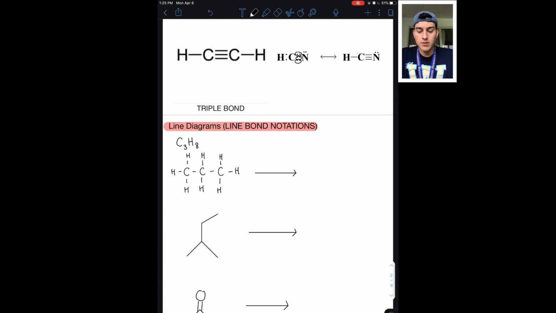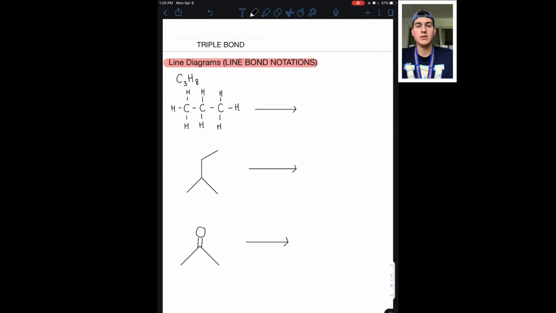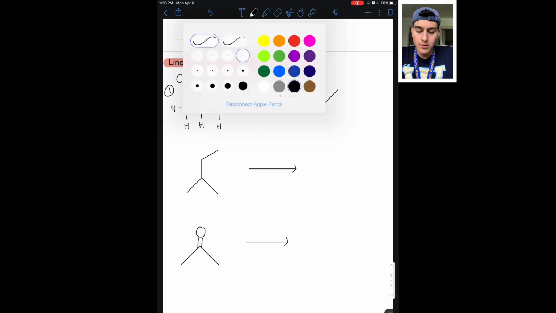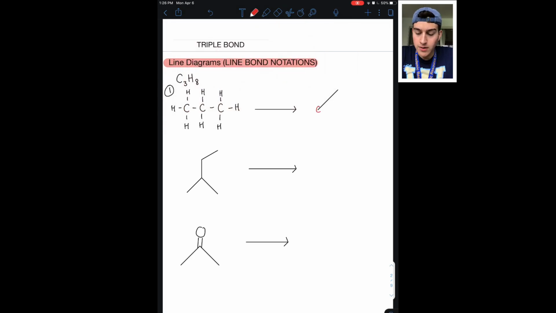Okay, the next thing we're going to go over is line diagrams, or line bond notations, and this is a lot simpler than it looks. If we look at this first example, the first thing we would do is look at how many carbons there are. It's very simple. To make it into line bond notation, you start off with a point, and from this point you make a line. You're like, what the heck? What's that? What did we just draw? That's actually 2 carbons so far. Now we just need to draw the next carbon, and that's how it's going to look.